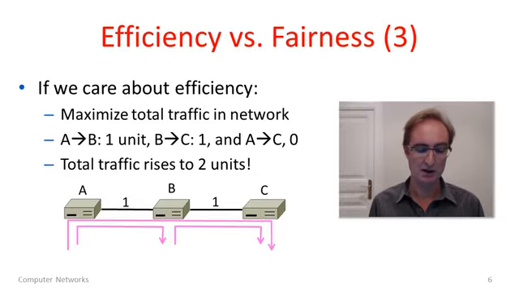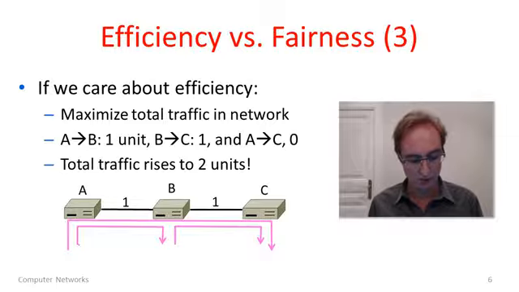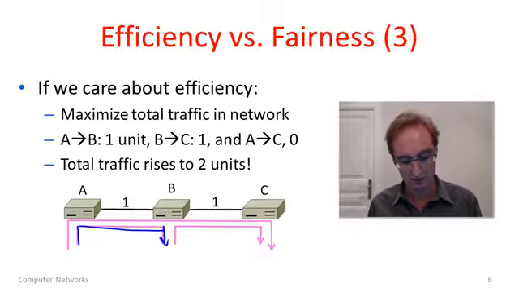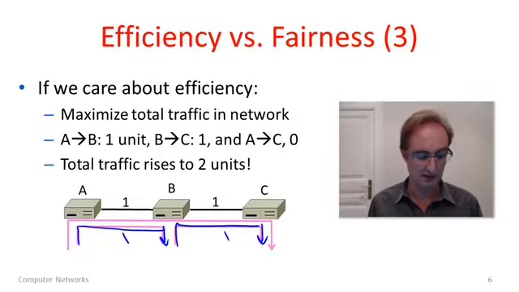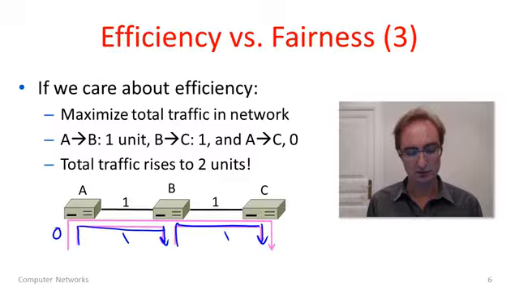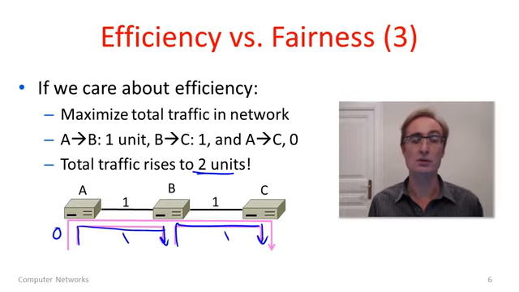Now, just by inspection, I can see that we can increase the traffic going through the network by simply assigning 1 whole unit to AB, 1 whole unit, that's one, to BC, and nothing, 0, to AC. In this way, we are able to grow the total amount of traffic through the network to be 2 units, 1 plus 1. That's bigger than 1.5. So we're operating the network more efficiently.